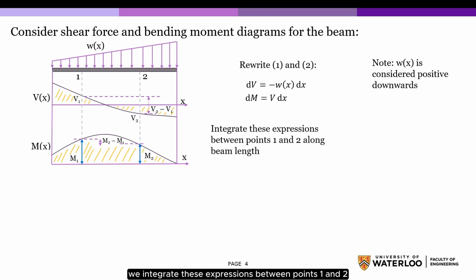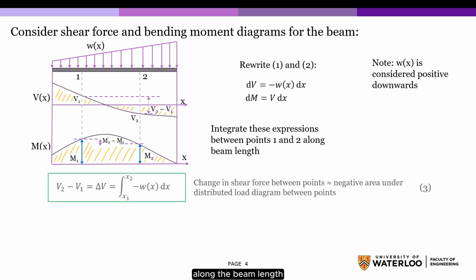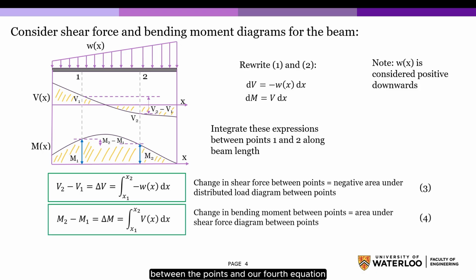We integrate these expressions between points 1 and 2 along the beam length. This gives us our third equation, where the change in shear force between points is equal to the negative area under the distributed load diagram between the points, and our fourth equation, where the change in bending moment between points is equal to the area under the shear force diagram between points.